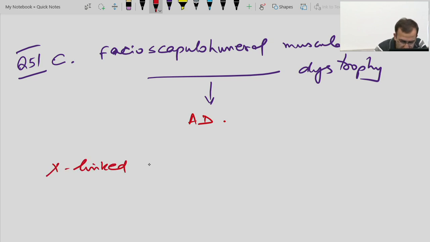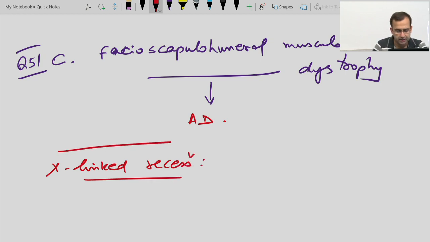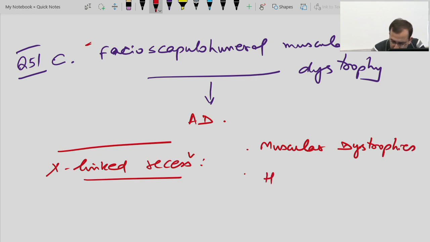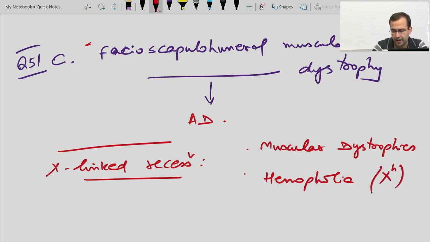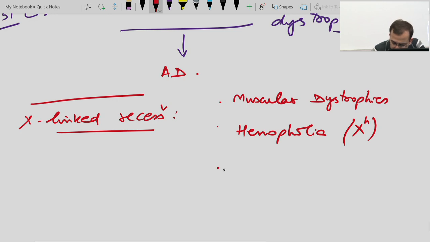Starting with the X-linked recessive diseases, they are the muscular dystrophies, the ones mentioned in the options, Becker's, Duchenne's and so on, X-linked recessive, versus facioscapulohumeral, which is autosomal dominant. Next, hemophilias. Easy to remember, we write hemophilia as XH. It is X-linked recessive.